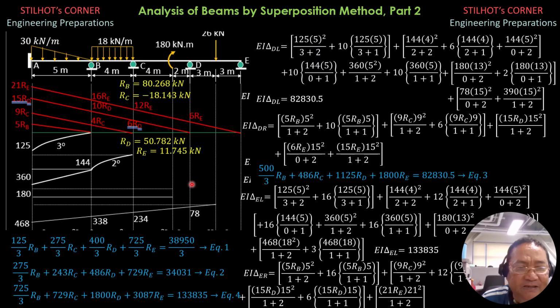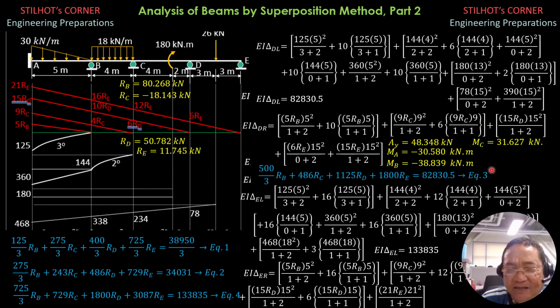Now for the rest of the reactions, AY, MA, moment B, moment C, moment D, I want you to solve that by statics and confirm these answers. So AY equals 48.348 kilonewtons. Moment at A is negative 30.580 kilonewton meter. MB is negative 38.839 kilonewton meters. MC is positive 31.627 kilonewton meter, and finally MD equals negative 7.532 kilonewton meters. So that's it for this video.